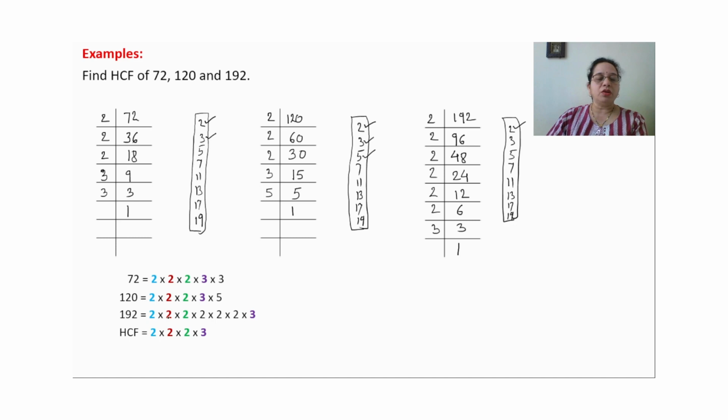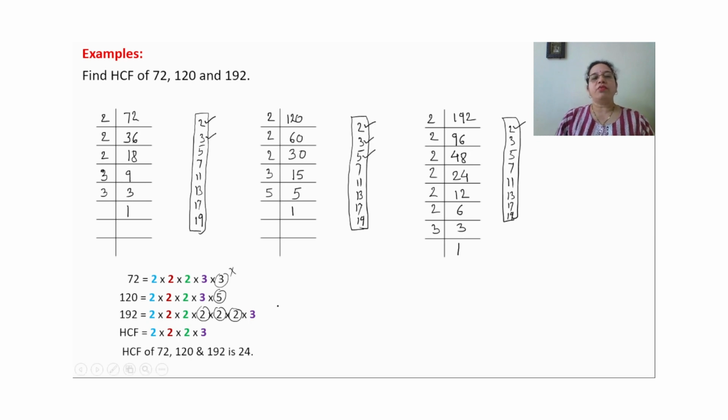This 2 is common in all three numbers, so write down this 2 also. Now again one 2 is common in all three numbers, so write down 2 also. Now 3 is common in all three numbers, so write down this 3. The 3 and 5 are not common, so we will leave these numbers, we will not use them. So just multiply these numbers and you will get 24. So HCF is 24.